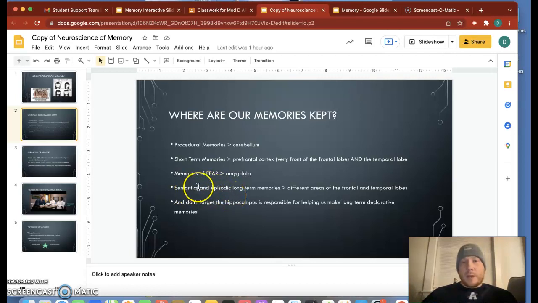And from there, semantic, episodic, long-term, which we'll talk about in the next PowerPoint. Your temporal lobes are going to be getting into your hippocampus, your frontal lobe. So it's really all over. But it's just those procedural and short-term memories that do have semi-specific places, and after that, it's kind of everywhere. Hippocampus, there'll be a video to help show the role of the hippocampus.